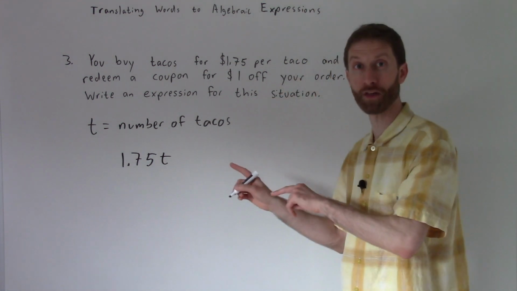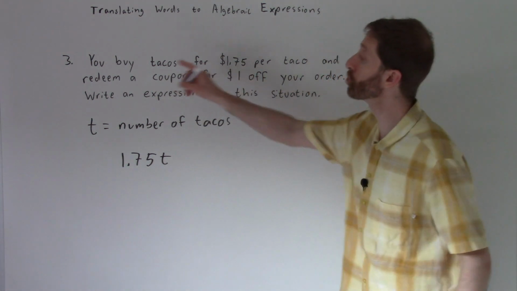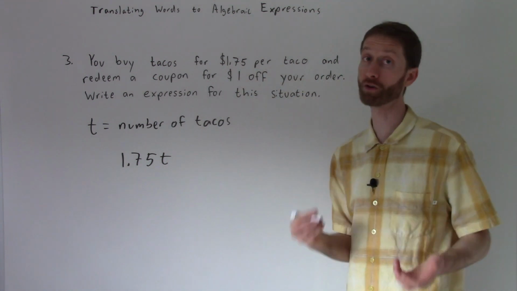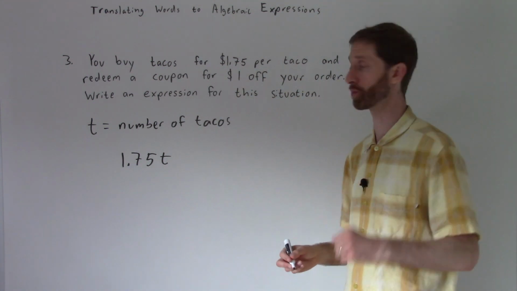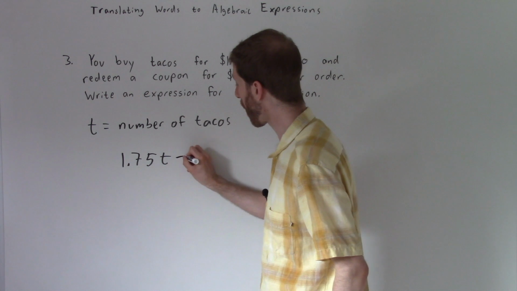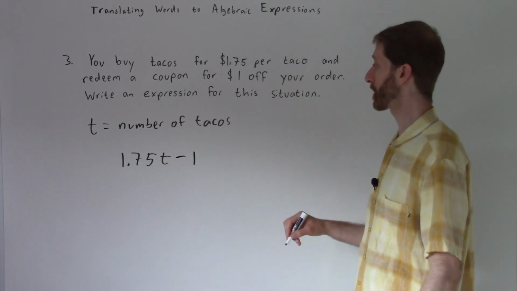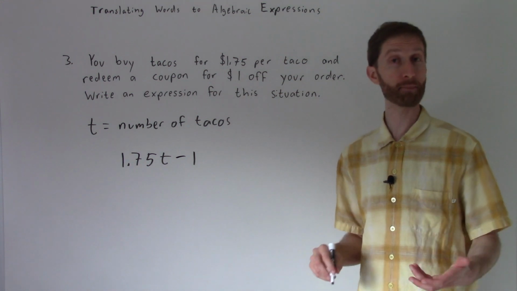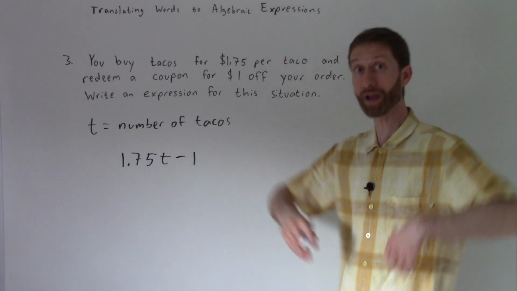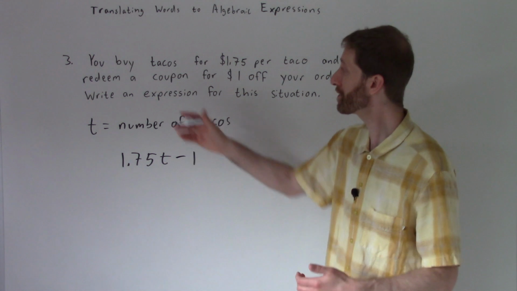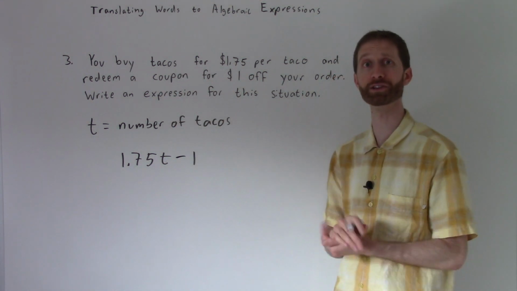After we spend all that money on the tacos, we're going to redeem a coupon for $1 off. Redeem means to use a coupon, so we would be taking off, or have $1 less from our total. Then it says write an expression for the situation. What ends up happening when you translate as you write is you end up with the expression before you even get to the final part, which is telling you what to do.